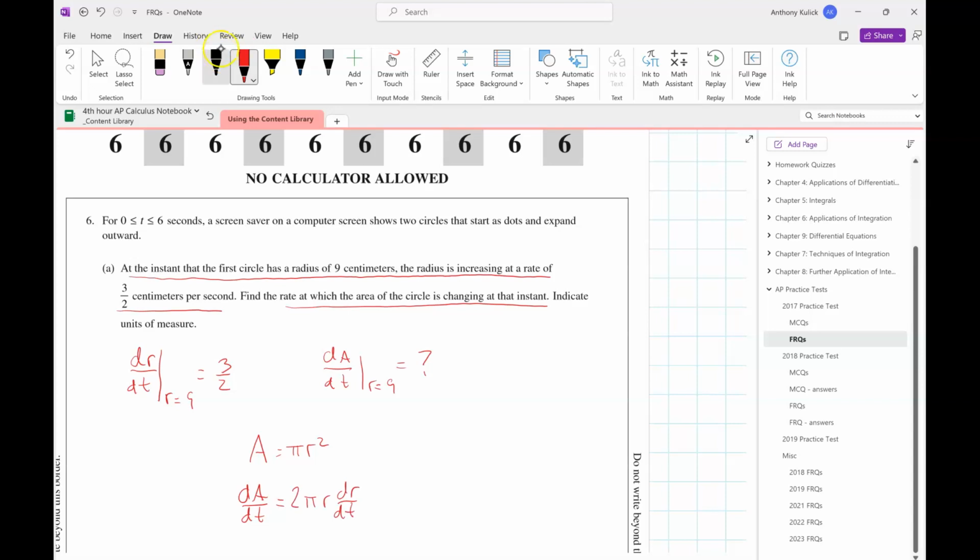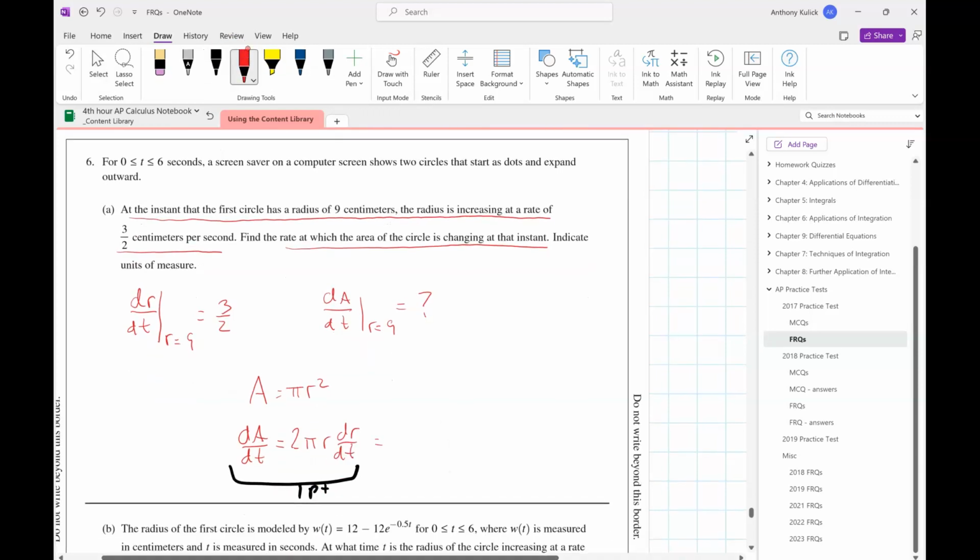Excellent. This was 1 point. So if we plug things in, we have 2 pi times 9 times 3/2. That was 1 point. And the unit here should be what? It's dr dt, or dA dt, per second. And that would have been your third point.